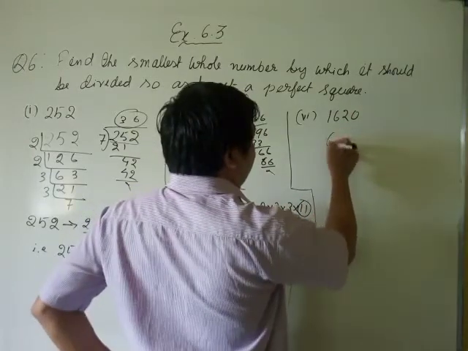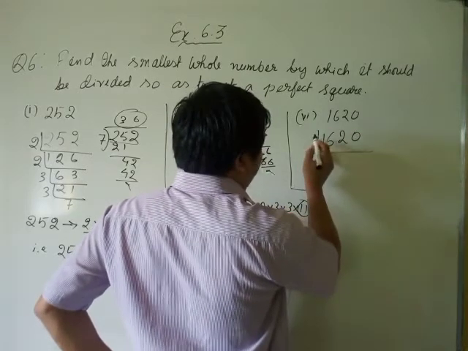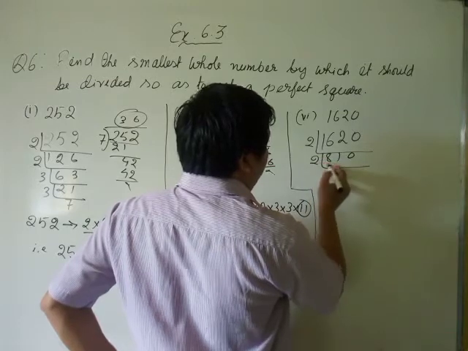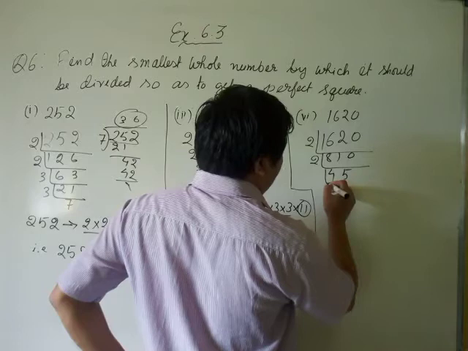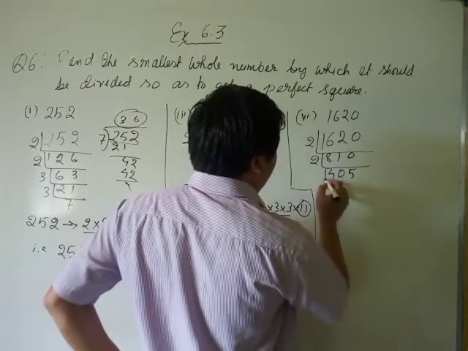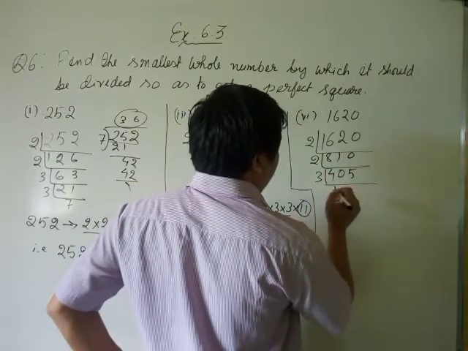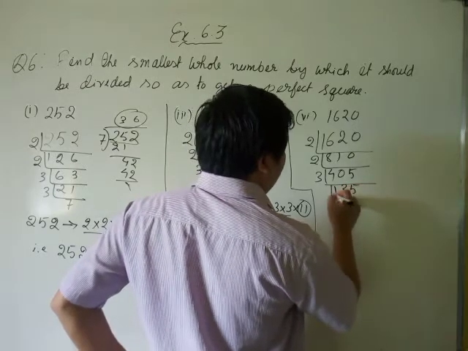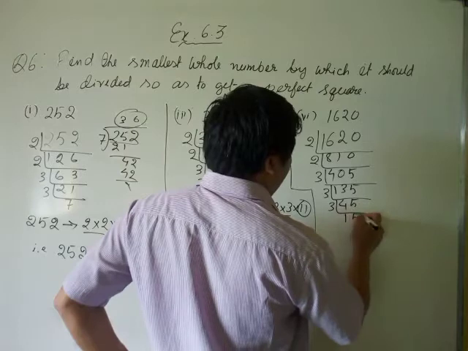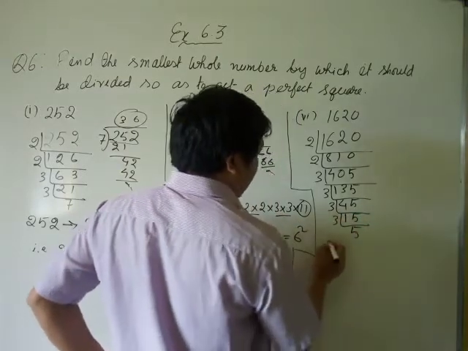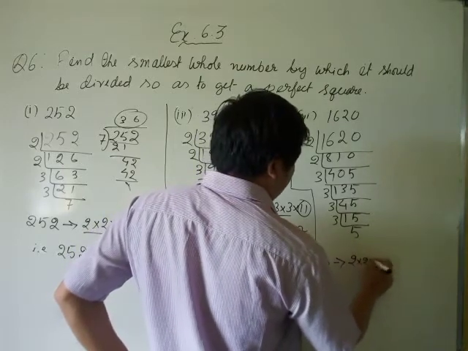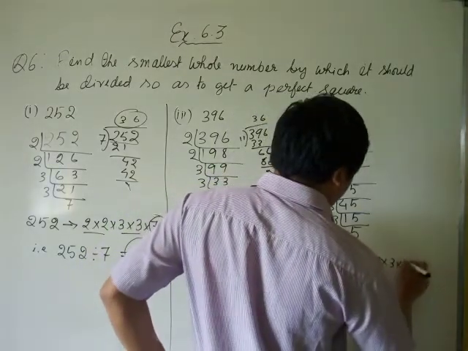here also take the prime factors of the number 1620. Dividing by 2 gives 810, again 2 gives 405, then 3 gives 135, 3 gives 45, 3 gives 15, and 3 gives 5. So we can rewrite 1620 as the product of the prime numbers 2 into 2 into 3 into 3 into 3 into 3 into 5.